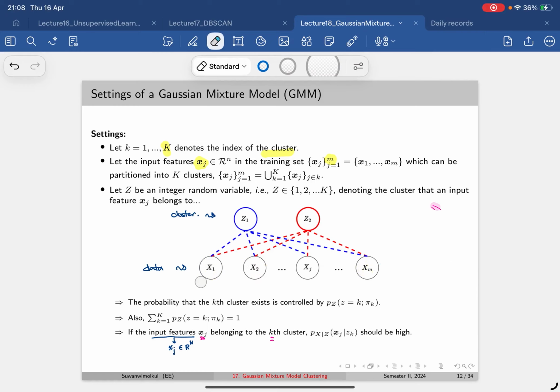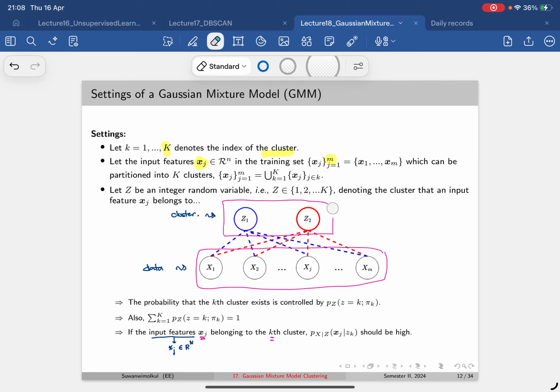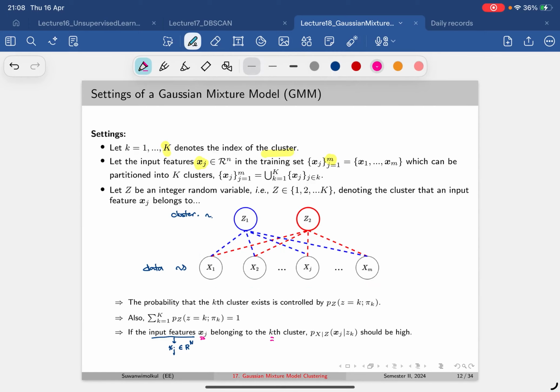So what does it mean? Let's simplify this first. If there are two clusters and there are m data points, what it means is that these data points will be conditionally independent if we know which clusters they belong to. Likewise, if we know z, x will be independent. And if we know the x's, then z will be conditionally independent. So that's what is meant.